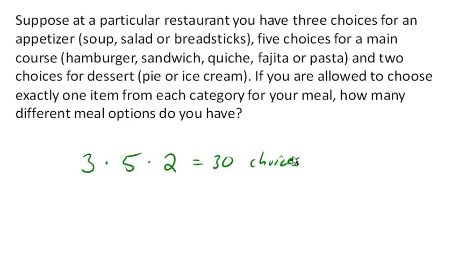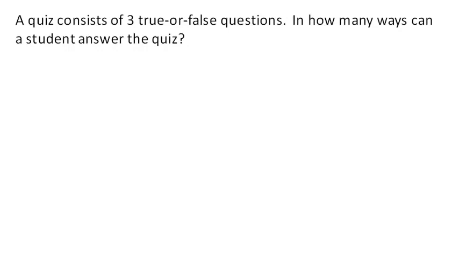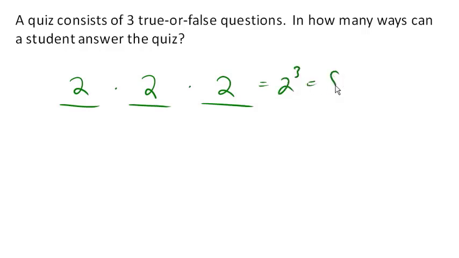Okay, one more. So suppose a quiz consists of 3 true or false questions. How many ways can a student answer this? Well, we have 3 questions, and each of those questions has 2 choices, right? The first question, there are 2 choices. For the second question, there are 2 choices. For the third question, there are 2 choices. And so altogether, there are 2 to the third, or 8, different ways that a student could answer a 3-question true or false quiz.